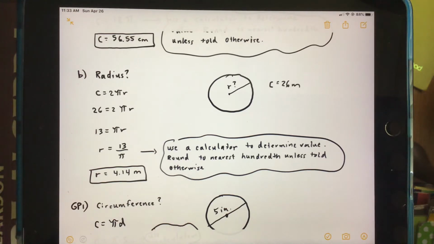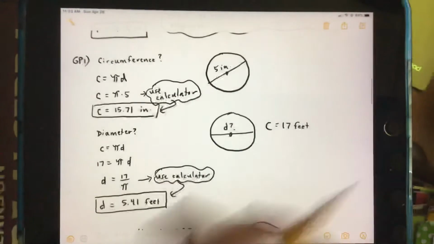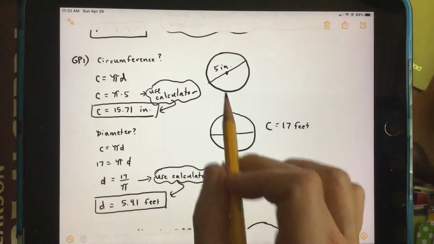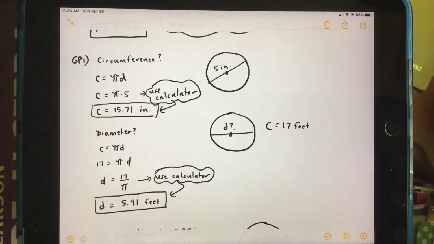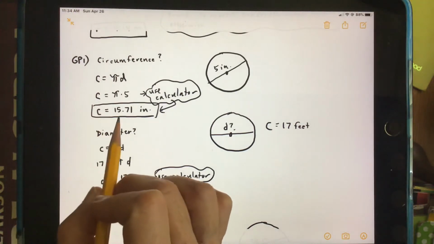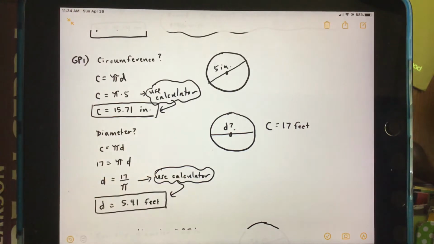At this point, plug it into your calculator, round to the nearest hundredth, and you'll find that the radius is approximately 4.14 meters. Guided practice 1, we're asked to find the circumference of a circle, this time knowing its diameter. So we'll use the formula C equals pi d rather than C equals 2 pi r, since we know the diameter of the circle. So we'll put in 5 for our d, and then we'll use our calculator and round to the nearest hundredth, and we'll have the circumference of that circle is 15.71 inches.